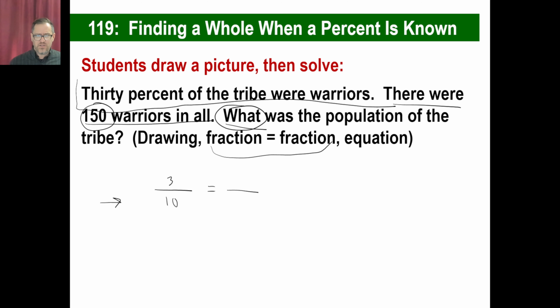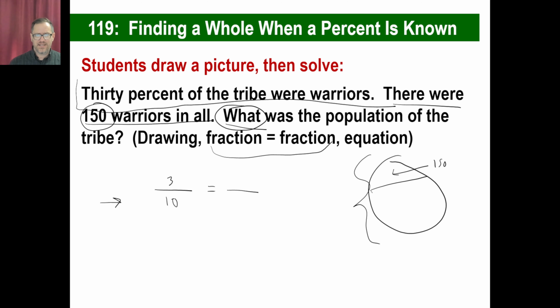We don't know. Now you tell me, here's your picture. In other words, we've already done this. We kind of cheated, but here's a big population, right? 30% were warriors, right? And 150 warriors. Well, they're wanting to know the population of the whole thing. Is this number here, the whole tribe, bigger than 150 or less than 150? Obviously bigger, right? Okay. So to match this, where the bigger number is on the bottom, you want to put the bigger number on the bottom here as well.